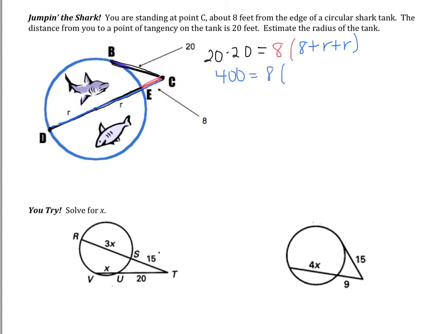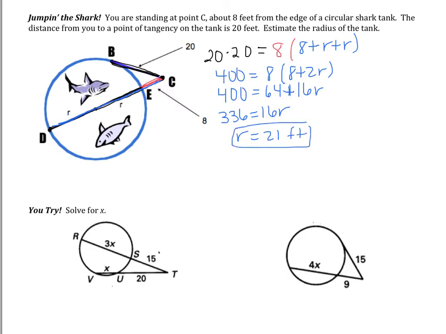On the right side, it's 8 multiplied by 8 plus 2R. When I distribute that 8, I get 64 plus 16R. Subtracting 64, I get 336 equals 16R. Dividing by 16, I get R equals 21 feet. So the radius of the tank is about 21 feet.